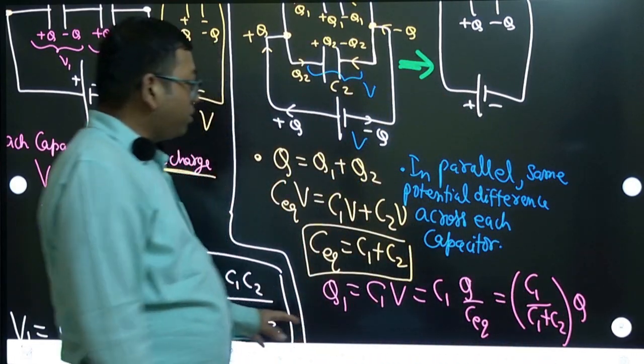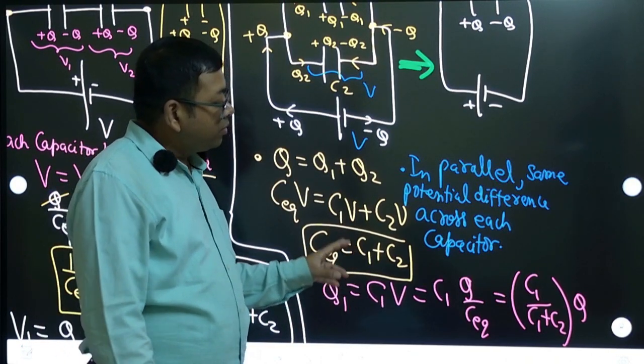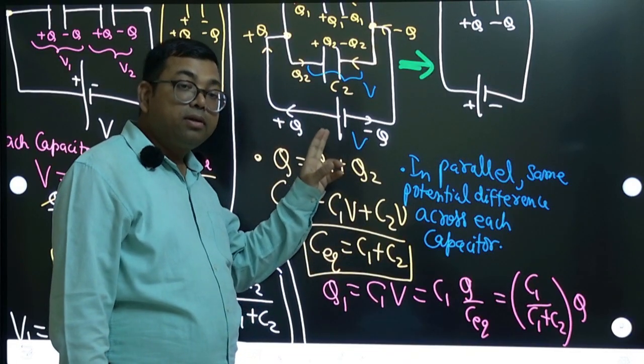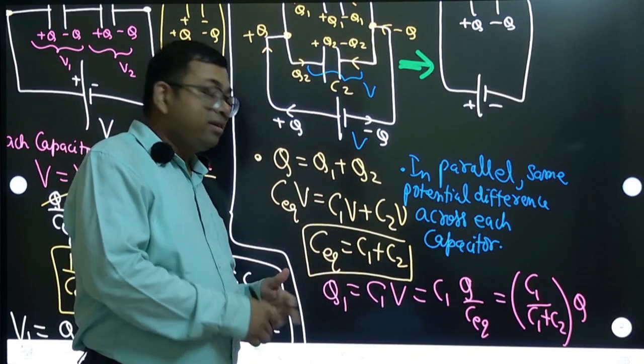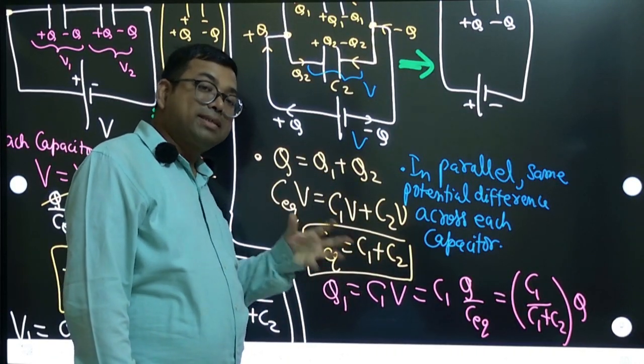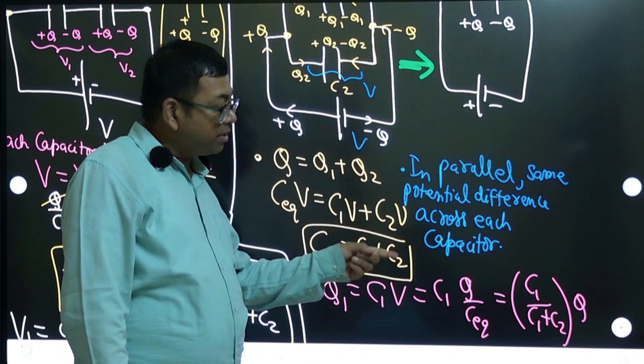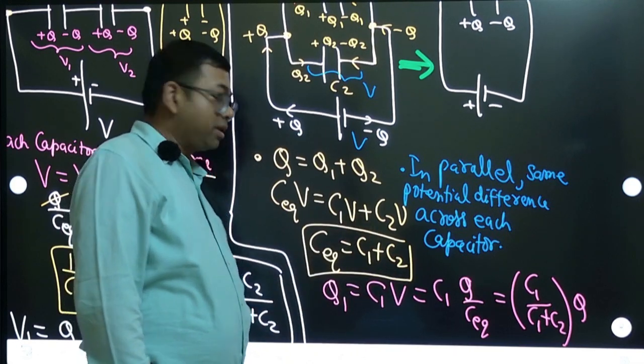Right, so this is how the total charge gets divided in the upper branch. The upper branch has capacitor C1, so charge gets divided proportionally to the capacitance. More capacitance means more charge, less capacitance means less charge. So the upper has capacitance C1, so charge will be C1 by C1 plus C2 into total charge.